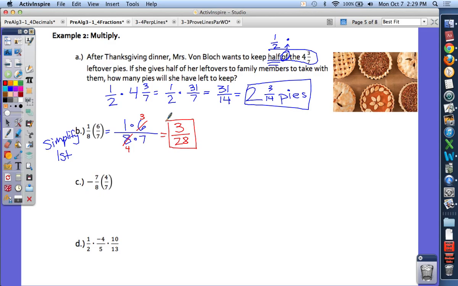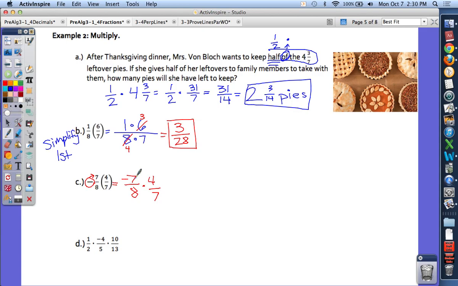Let's try this next one here. Remember, there's a negative out front. Where can I put it? I think it's easiest to just put it up top. So this is the same as negative 7/8 times 4/7. You could simplify or you could multiply first. Doesn't matter which.